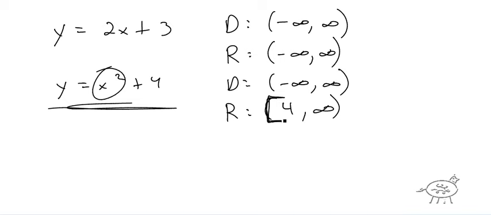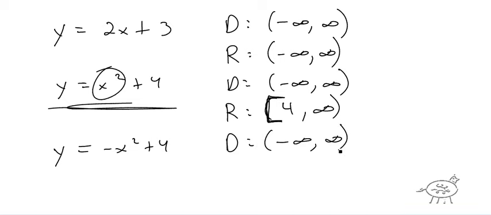All right, and let's do another one here. y equals negative x squared plus 4. So again, the domain can be anything, right? There's no restriction. x can be anything. So negative infinity to infinity.